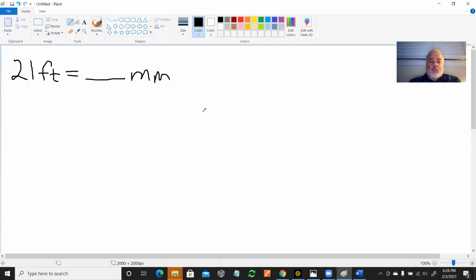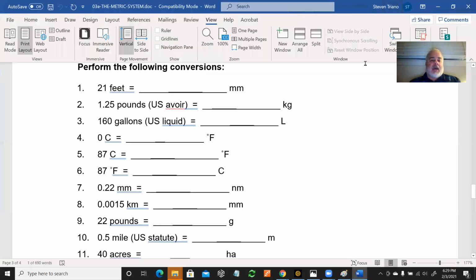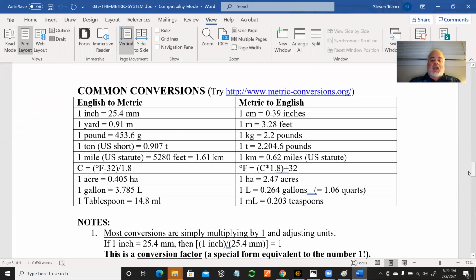And I'm going to say, 4 inches equals how many millimeters? Okay. 4 inches equals how many millimeters? And if I go back to this document and I look for something that has inches and millimeters in the same conversion, if possible. And sure enough, I have it. 1 inch equals 25.4 millimeters.